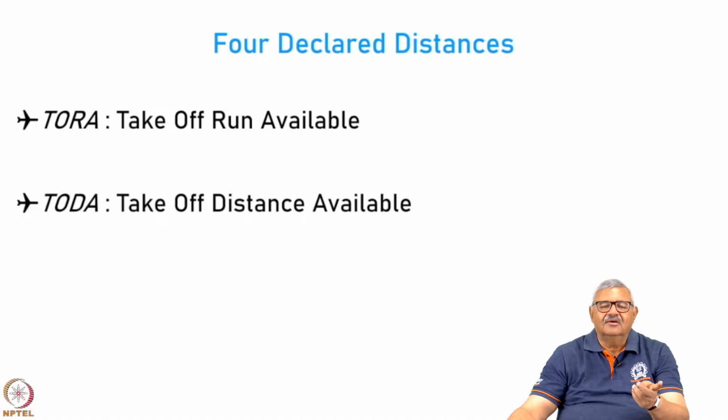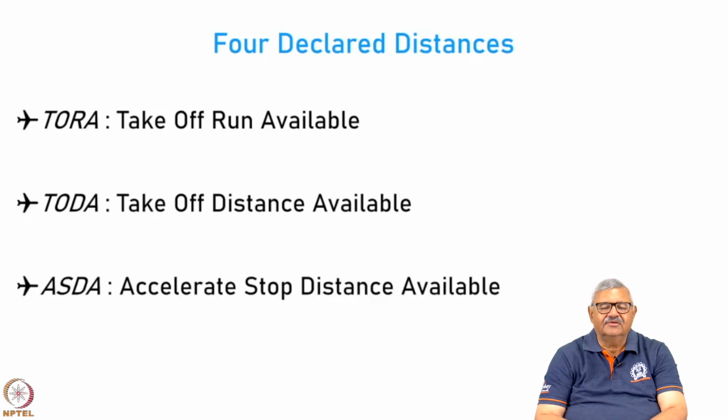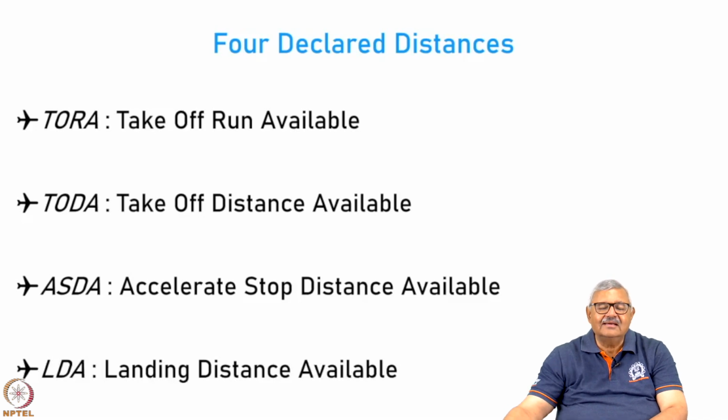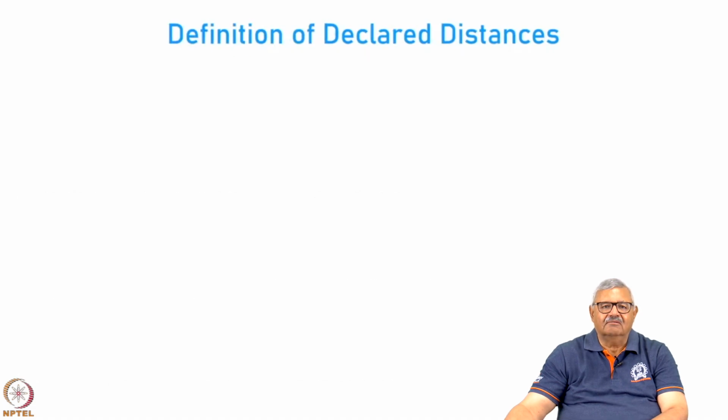Remember, run is when you leave the ground; distance is when you leave the ground and clear the obstacle. Then you have ASDA, the accelerate-stop distance available, and you also have LDA, which is the landing distance available. Okay. So, now let us look at all of these one by one.